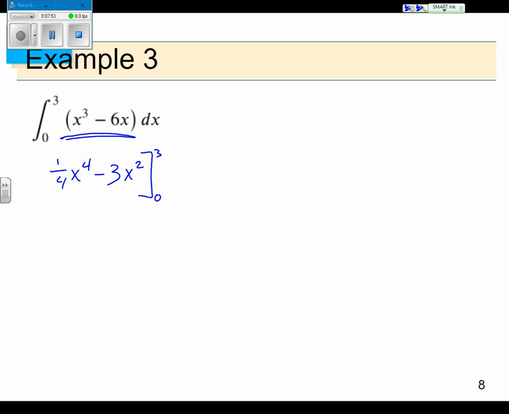So if I plug in 3 for all this, let's see, that's going to give me like 81 over 4. And then if I plug in 3 right there, it's going to give me 27. And if I plug in 0 for both of these, I'll just show you, I'm going to get 0 and 0. So plugging that in my calculator, I get negative 6.75. Again, that negative just means that I have more area underneath the curve, underneath the x-axis, than I do above the x-axis.